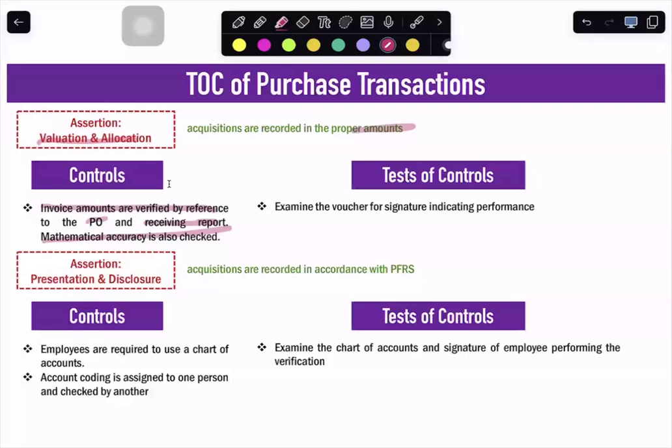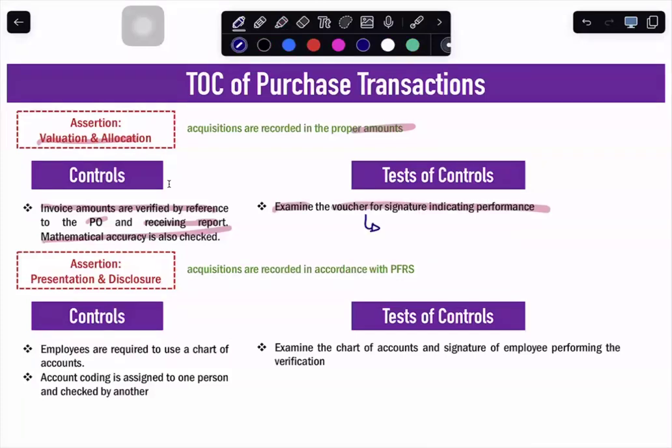So here, we check your invoice. If you still remember, the AP will prepare now a voucher with the complete attachments. So we check the PR, the PO, the receiving report, and the vendor invoice, and we check for the mathematical accuracy of that. So how do we test that control? Again, you examine the voucher for signature indicating the performance.